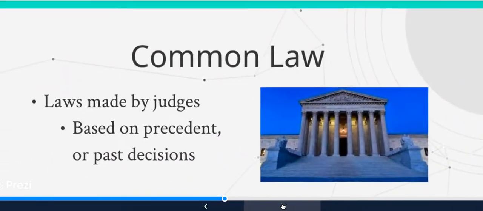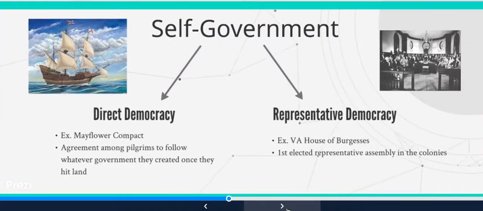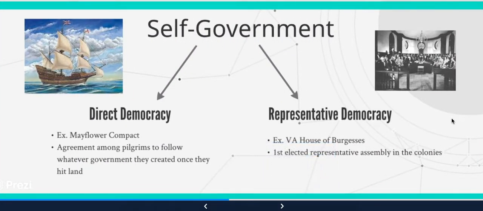Common law is made by judges and is based on precedent, or past decisions. And then let's talk about our one representative and one direct democracy example each, which are self-government in the colonies. Our example of a direct democracy is the Mayflower Compact. Everybody on the boat votes. If you need to write that down so it'll help you, go ahead and do so. I'll repeat it: everybody on the boat votes.